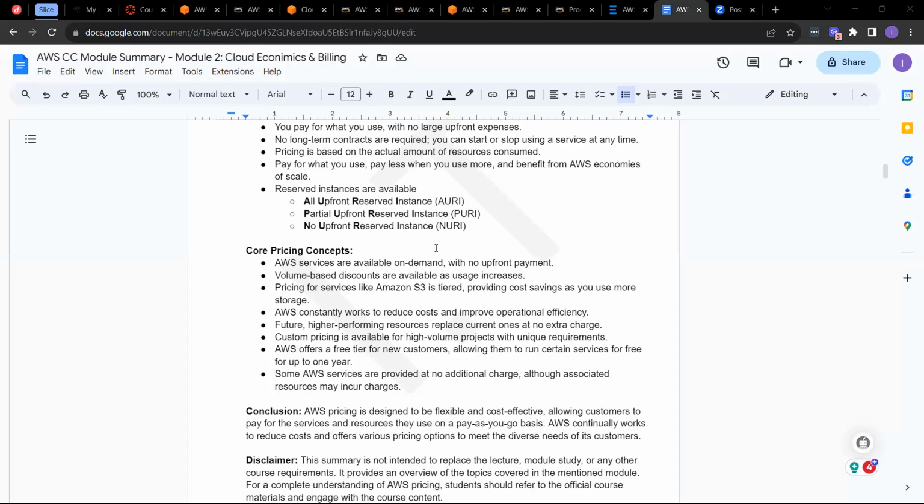So let's look at the core pricing concept. For the core pricing concept, as we all know, the pricing is just talking about on demand. You get charged for the period that you use, and when you use it. And there are also volume-based discounts that are available as your usage increases. So the more you use, that is the economy of scale, the lesser your price.